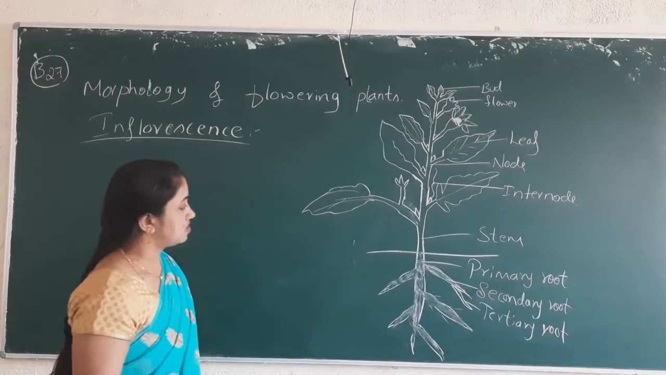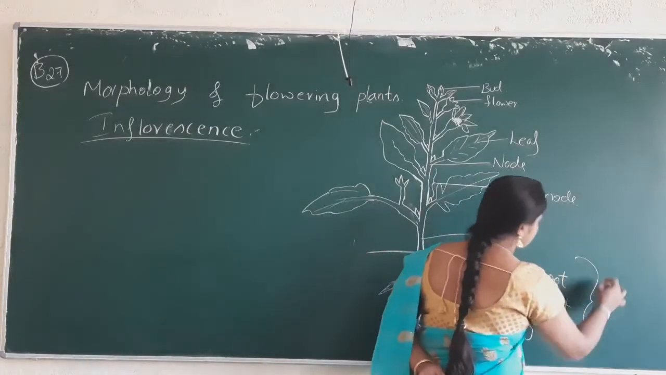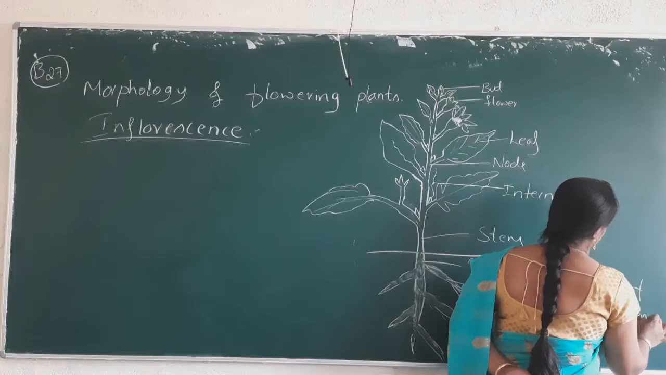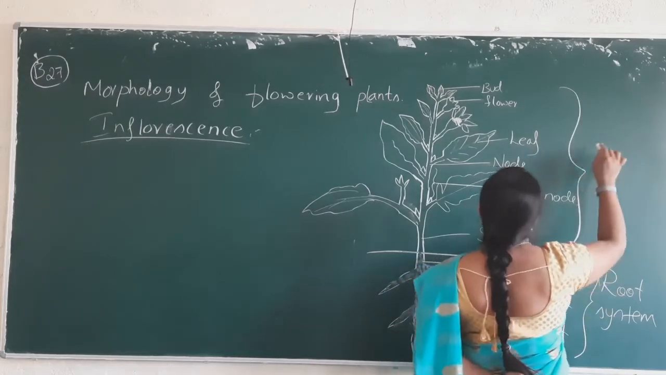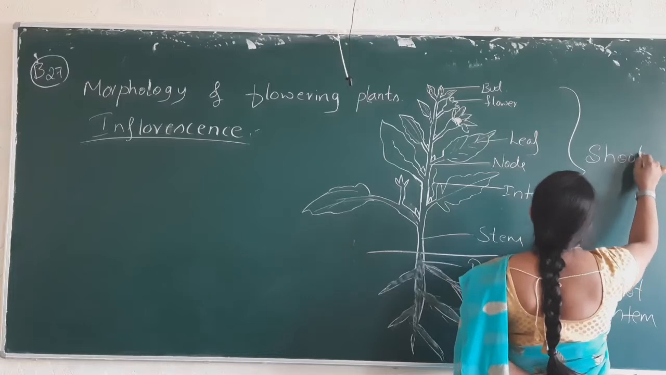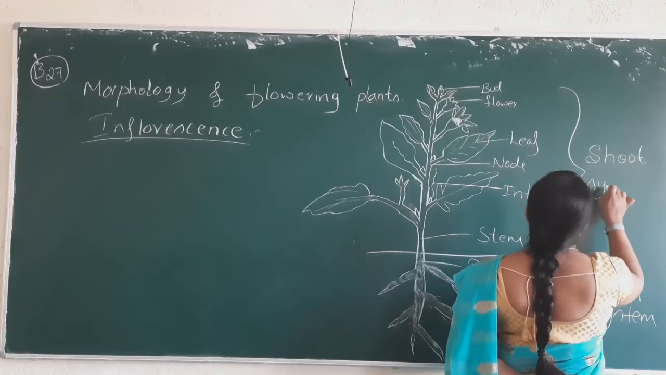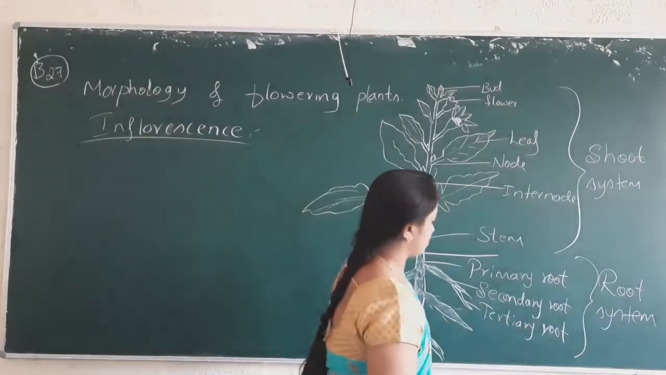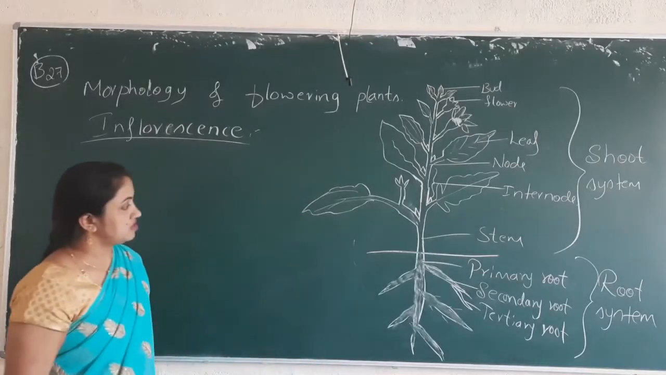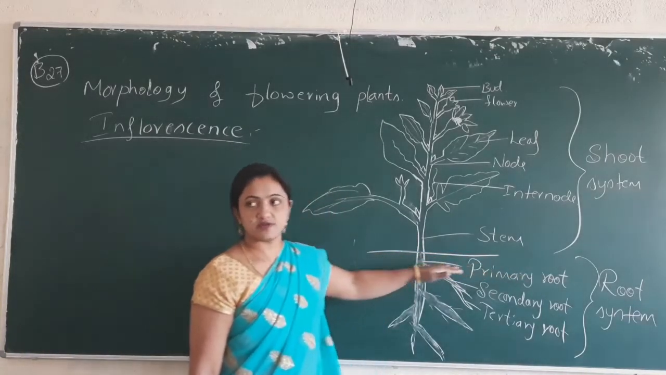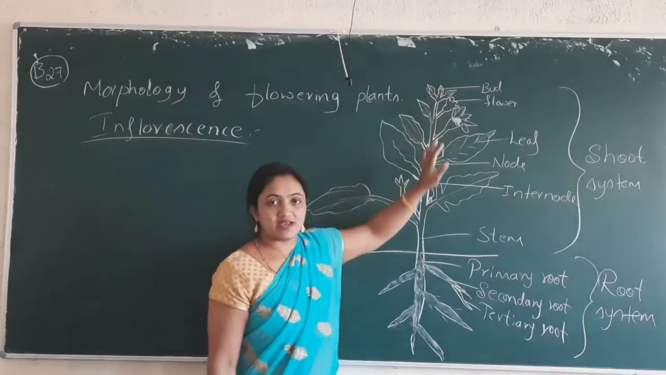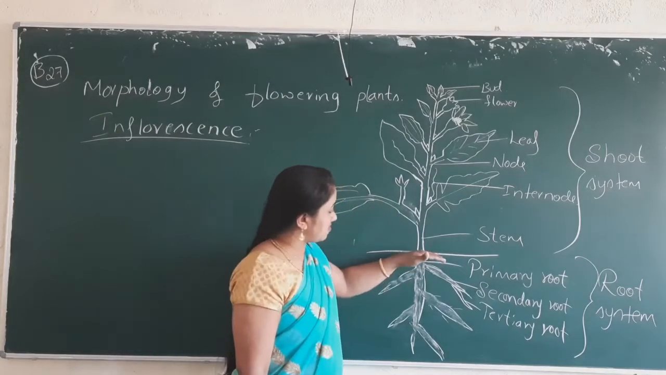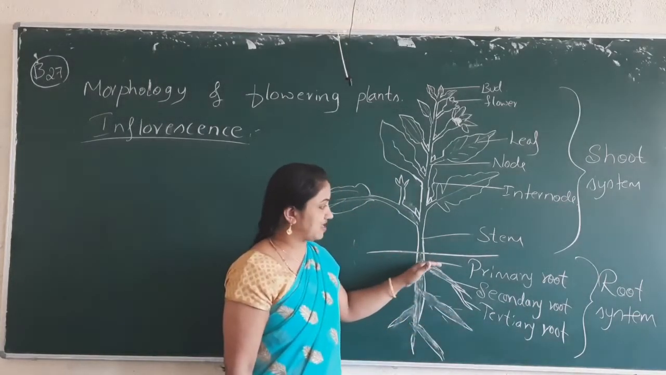This structure is known as the root system. The complete structure above the ground is known as the shoot system. Consider this is the soil surface. On the soil surface, it has a shoot system, a shoot or stem, branches and all. Below the ground surface, it always has the root.